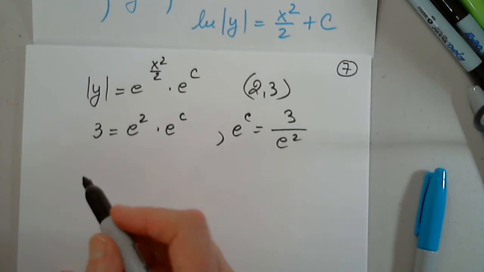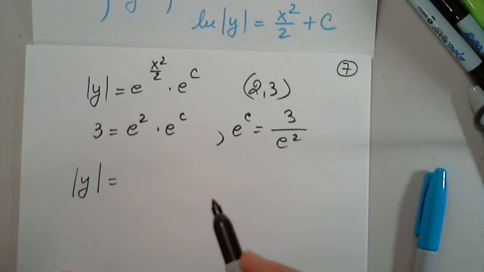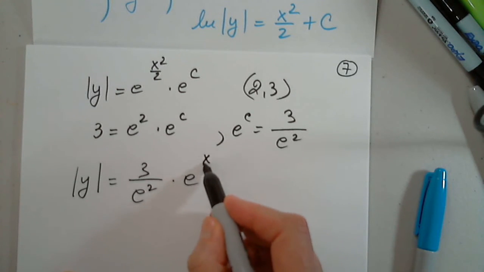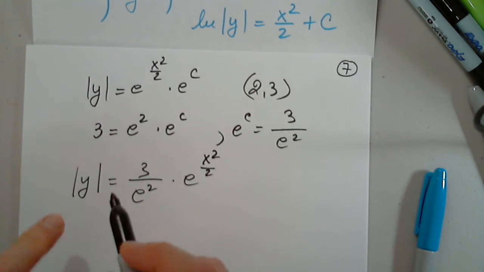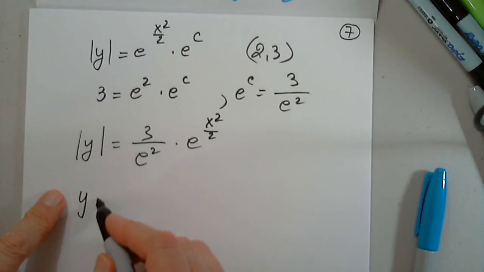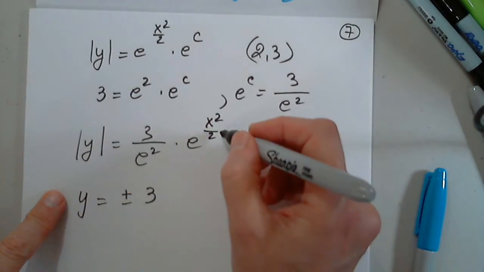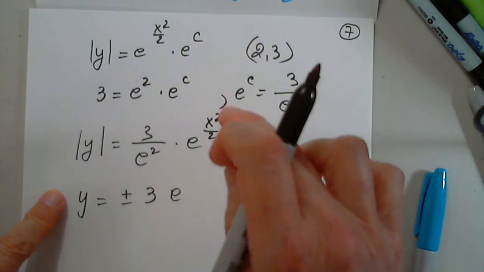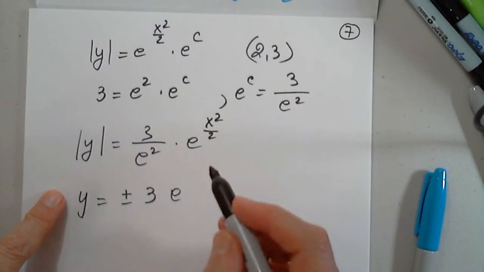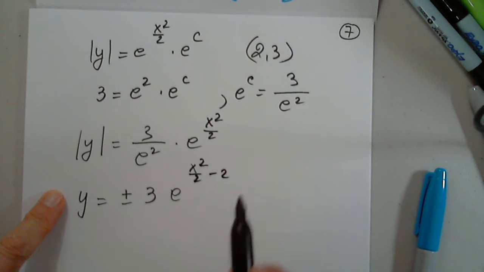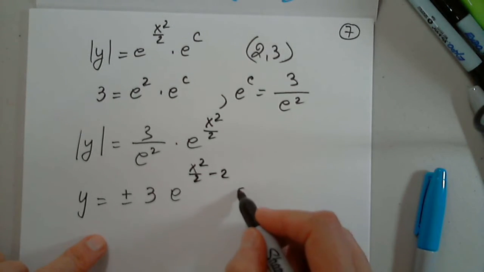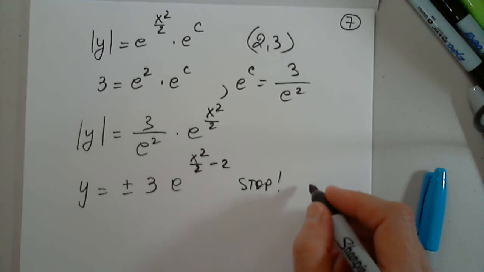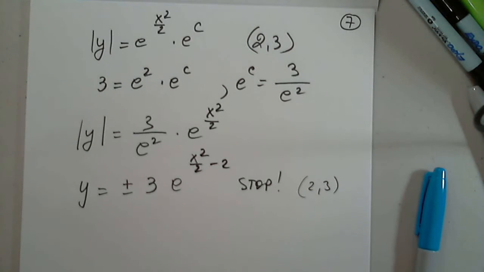Back to our equation. The absolute value of y equals 3 over e squared times e to x squared over 2. And now this is y equals plus or minus 3. I'm going to subtract: e to a power over e to another power is e to this power minus this power. So x squared over 2 minus 2. And then I have to write stop. You don't have to. I'm just trying to be funny and trigger your memory.